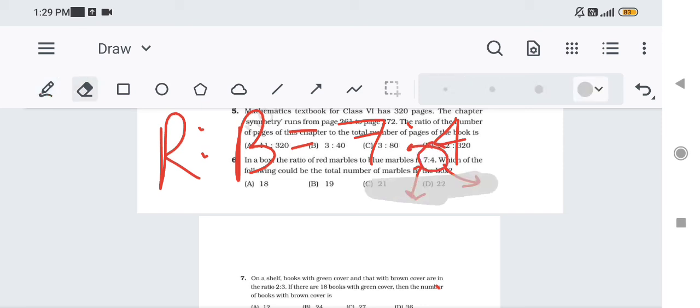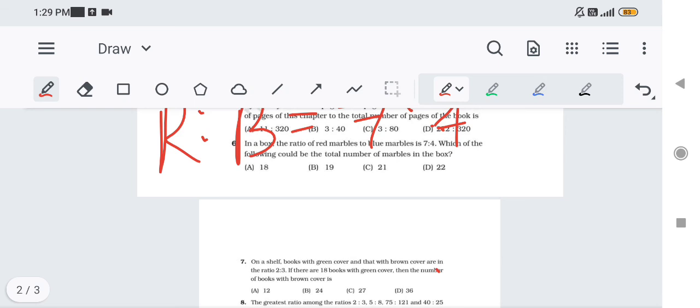Okay, now what we have to do, see here 7 plus 4, it is coming 11. Now from these options we have to find which one is a multiple of 11. Yes, you can see option D, that is 22, which is a multiple of 11. So this can be the total number of marbles in the box.